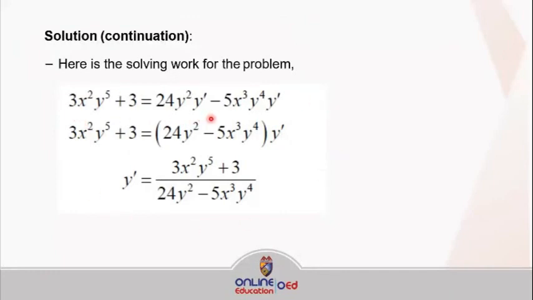Ito yung kanina nating given and then separate na natin lahat ng value na merong y prime and yung lahat ng value na walang y prime. And we have here na yung 3x squared y raised to 5 plus 3, ito yung walang y prime. And for the other side naman, we have lahat ng y prime which is 24 y squared minus the 5x raised to 3 and the y raised to 4. For the value of y prime, we have the 3x squared y raised to 5 plus 3 over 24y squared minus 5x raised to 3 y raised to 4.